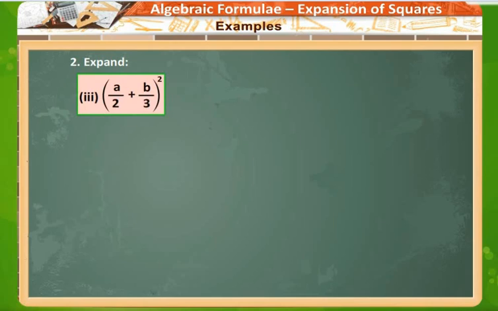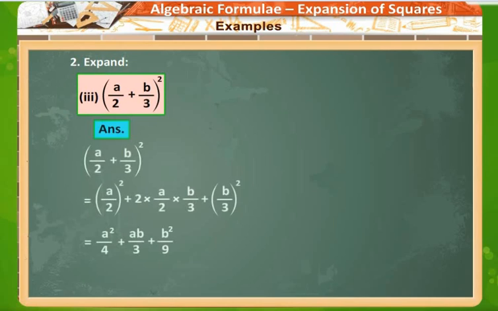Now you can see here (a/2 + b/3) the whole square. So now instead of a we are having a/2 and instead of b we are having b/3. So this is how we are going to apply the formula. (a/2) the whole square will give you a^2/4, plus 2 × a/2 × b/3. The 2 cancels, so we have ab/3, and then b^2. So here it is b/3, so (b/3)^2 is going to be b^2/9. So the expansion of (a/2 + b/3) the whole square is given as a^2/4 + ab/3 + b^2/9.